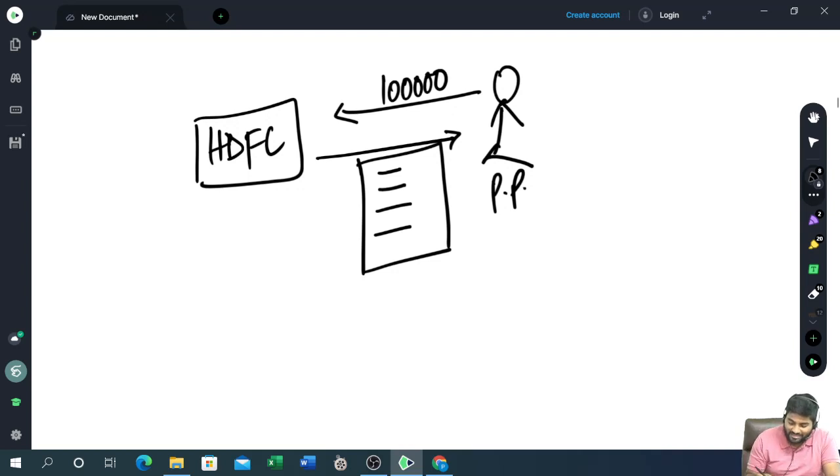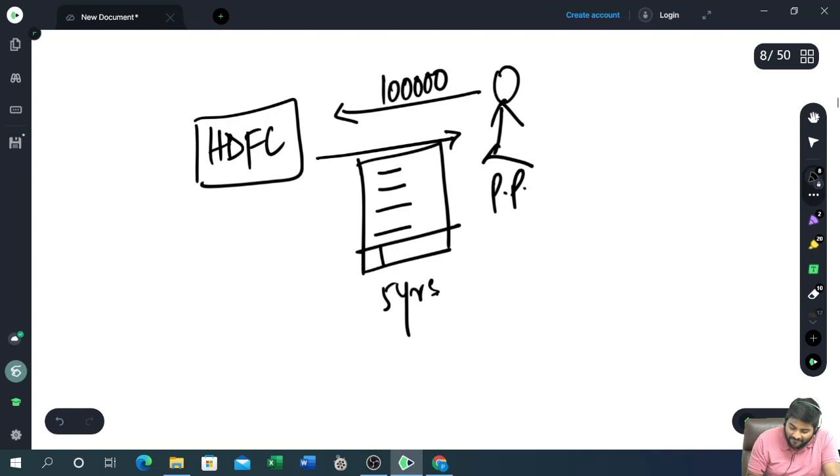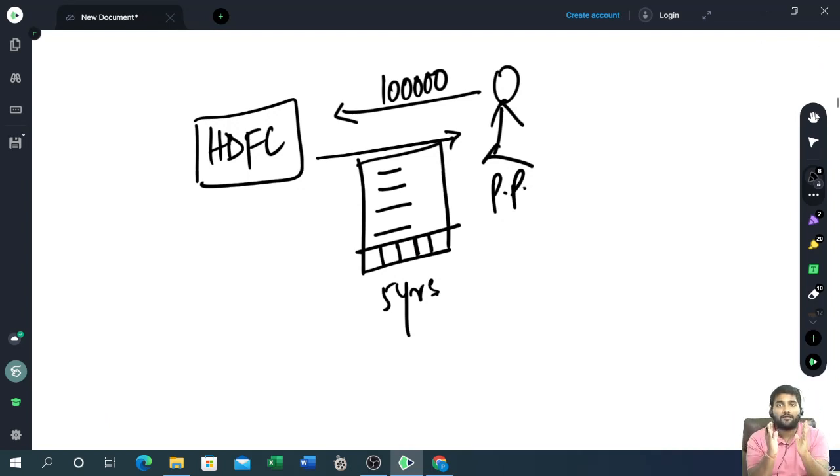Okay, so for example, if it's a 5-year loan, there will be five coupons in this bond. So basically, bond is the paper which is a proof that I have given a loan of 1 lakh rupees to HDFC. Okay, and all the things are mentioned in this bond. Now what is a coupon paying bond? Previously what used to happen is there was no auto credit of interest.